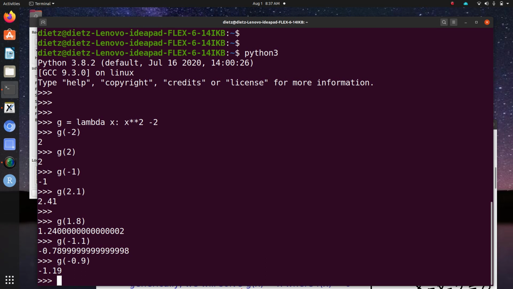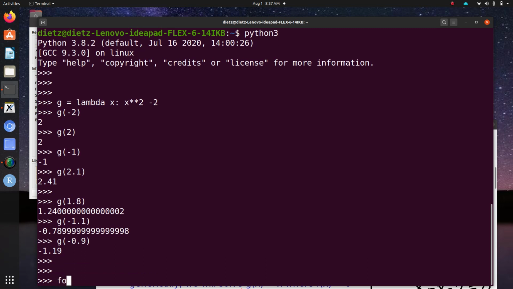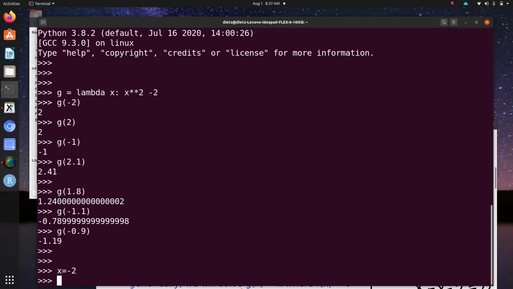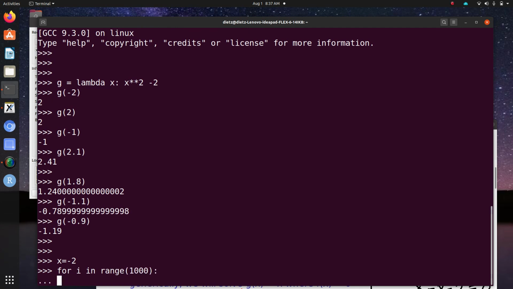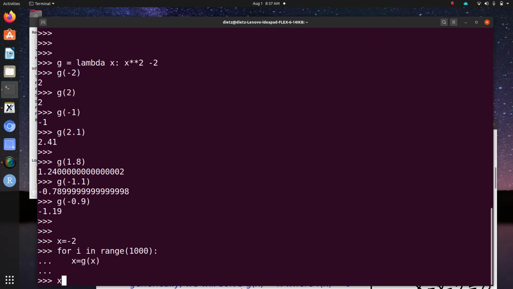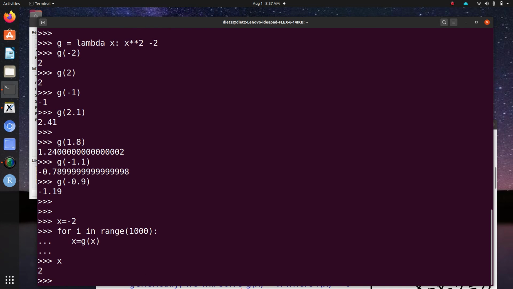So why is this happening? Let me just show you how bad this can get. Let's say x equals -2. We're basically in range 1000, x equals g of x. Okay, now what's x? Well, I just proved that I was not making any sense.